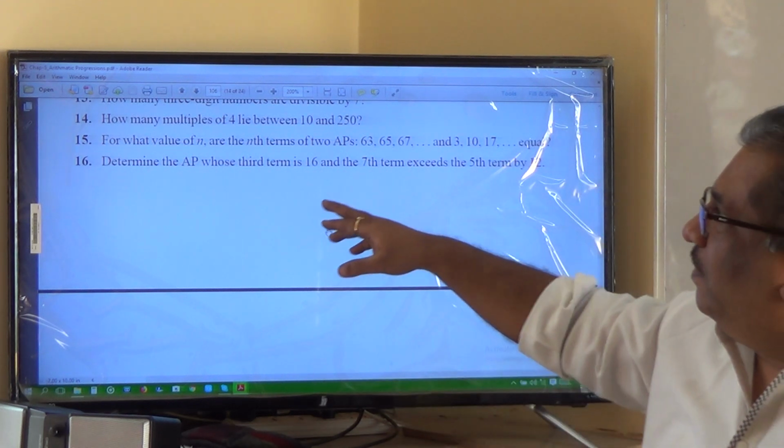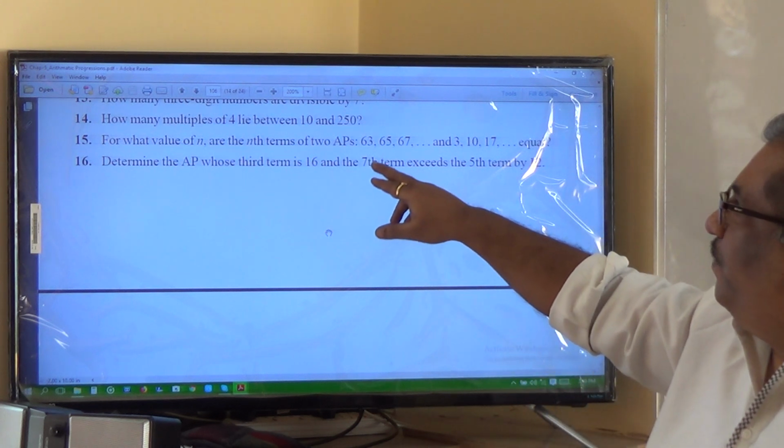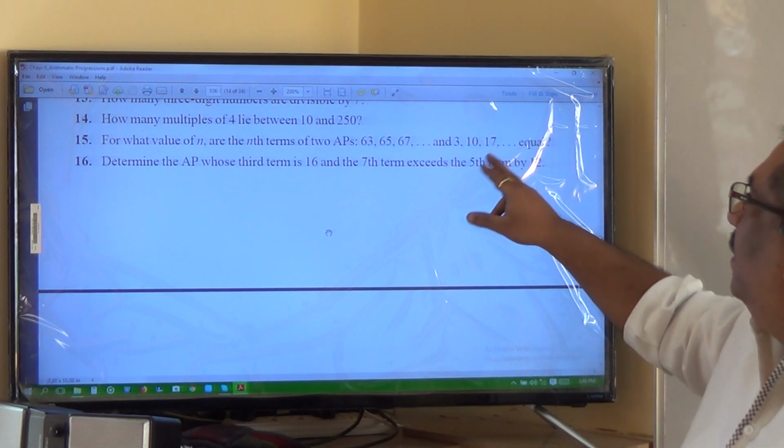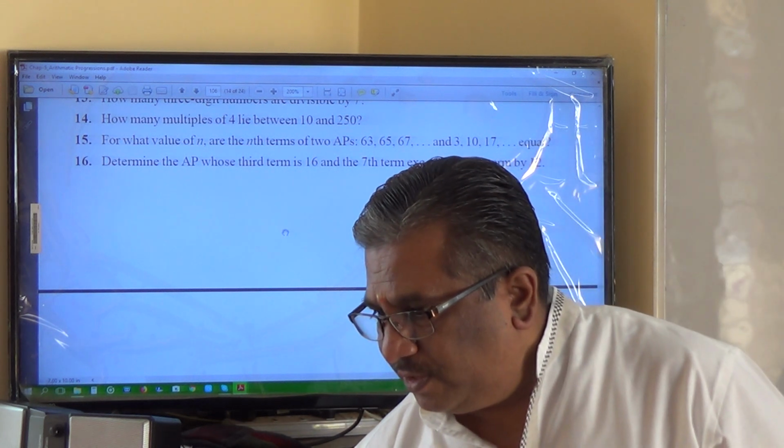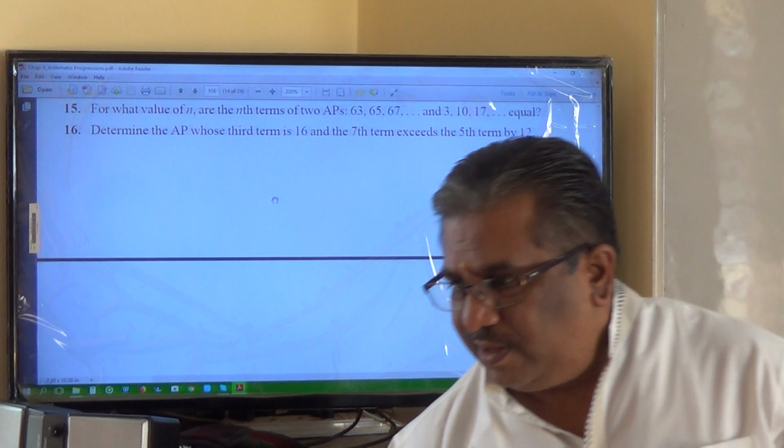Okay. 15th: for what value of n are the nth terms of this AP and this equal? Let me solve this one. 15th one, very important, you note it down, mark it. Okay, fine.